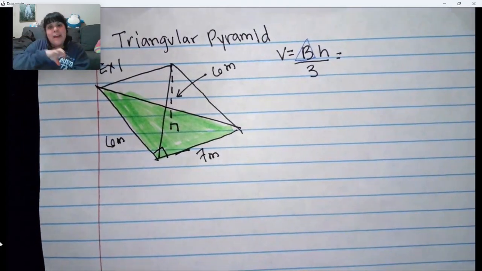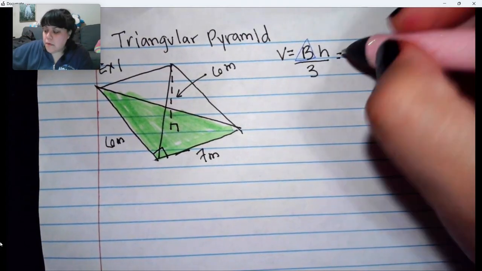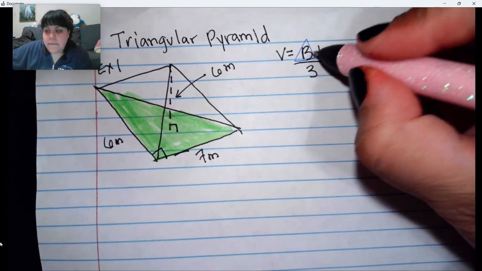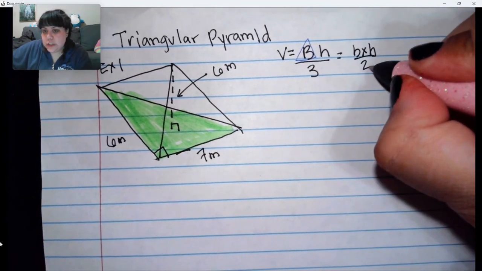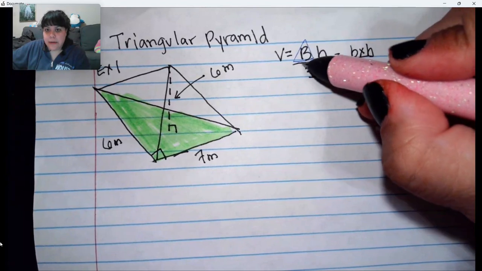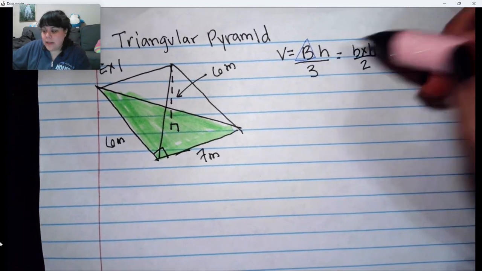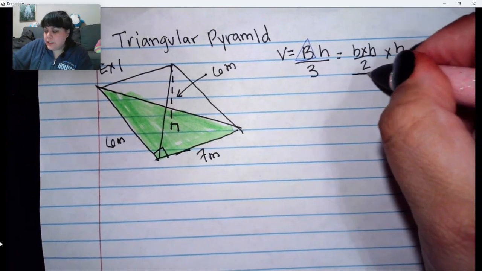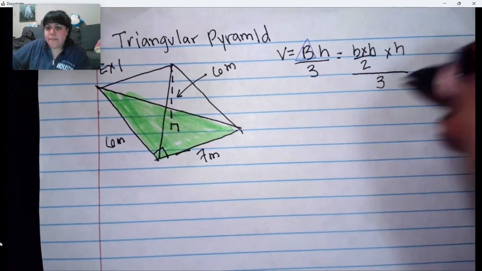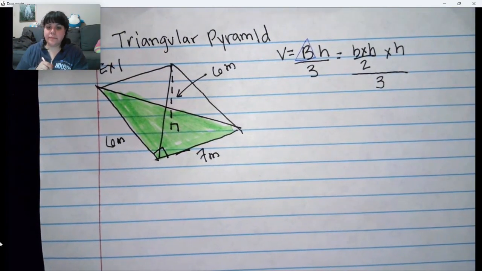Okay, so I'm going to break down my formula a little more. Area of my triangle, base times height, divided by 2. Right? So that's this part. So to that, I'm going to multiply the height of the pyramid, and I'm going to divide everything by 3. See, now you know why it's important to write everything down, because we can get pretty confused pretty fast.